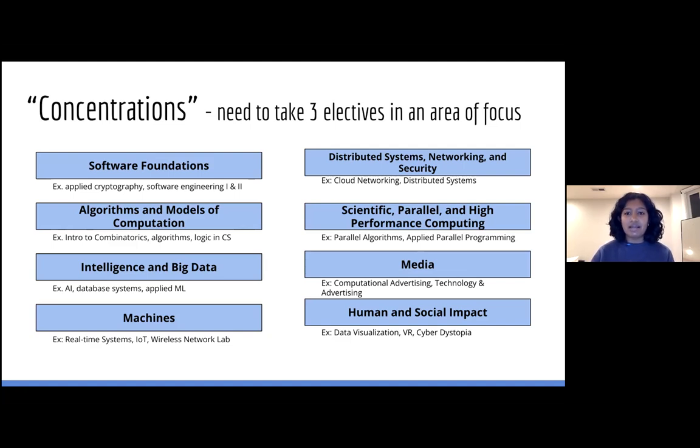And so you can maybe pick your area of focus depending on where you want to go in your career. So I ended up doing my area of focus in intelligence and big data, just because that's where the classes that I was interested in were. And that's also what I saw recruiters really looking for. But I was also really close to getting my area of focus in distributed systems, networking, and security, because all the classes in that section were really interesting and really cool.